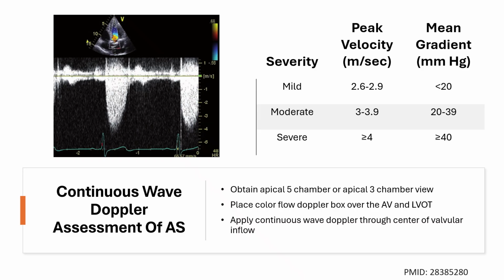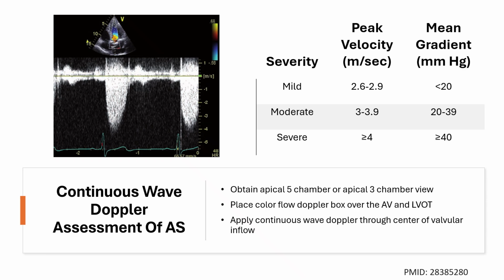CW Doppler can be useful in assessing the severity of aortic stenosis. You can do that either in apical 5 or apical 3 chamber views. Place the continuous wave Doppler through the center of aortic valve inflow. Severe aortic stenosis is consistent when the peak velocity is at least 4 meters per second and mean gradient is at least 40 millimeters of mercury.